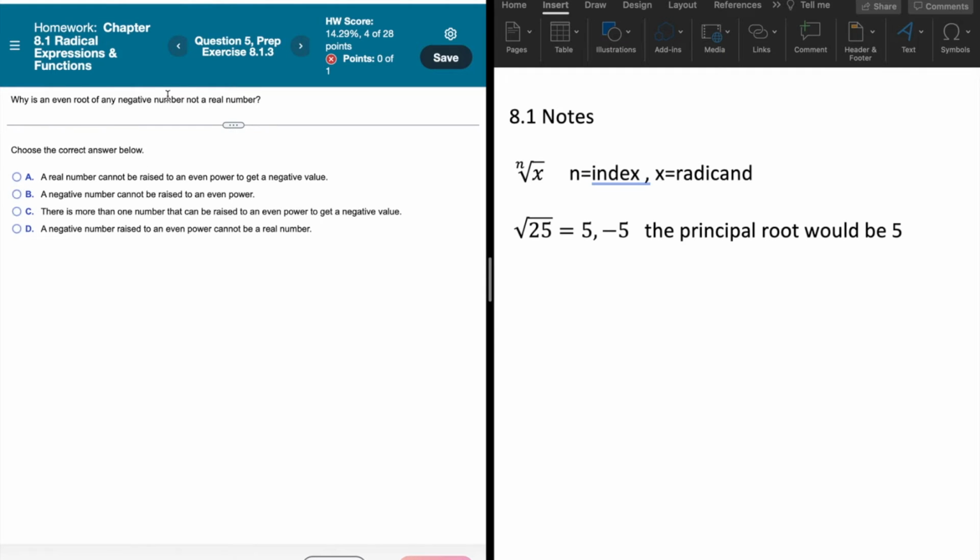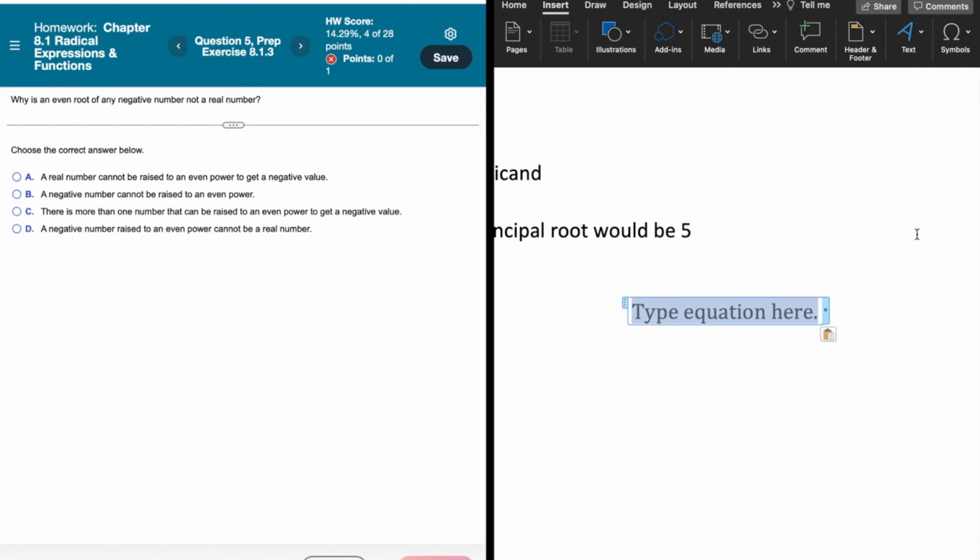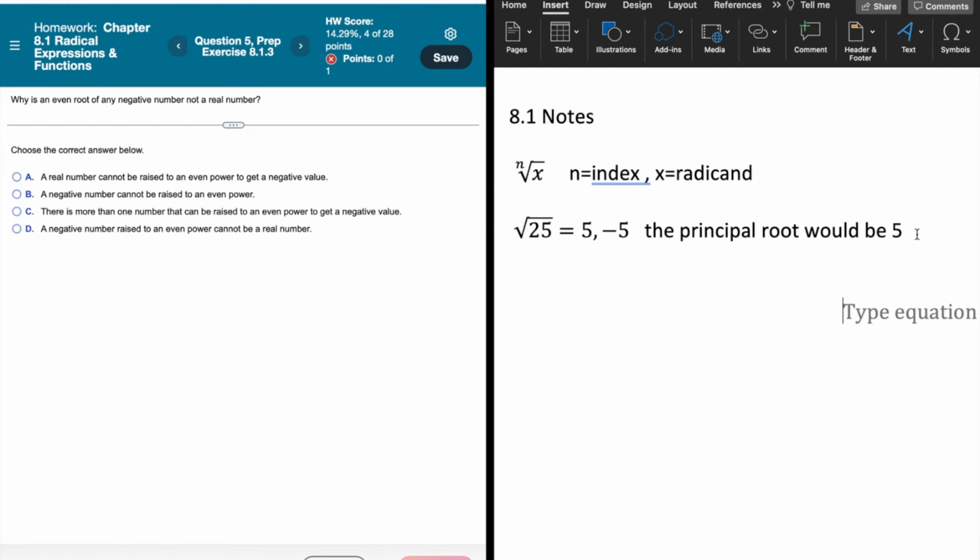Why is an even root of any negative number a non-real number? Well, maybe let's say it like this. If I wanted to get negative 25 by multiplying some number by itself twice, why is that not going to work? Because remember, multiplying some number by itself twice would look like that.